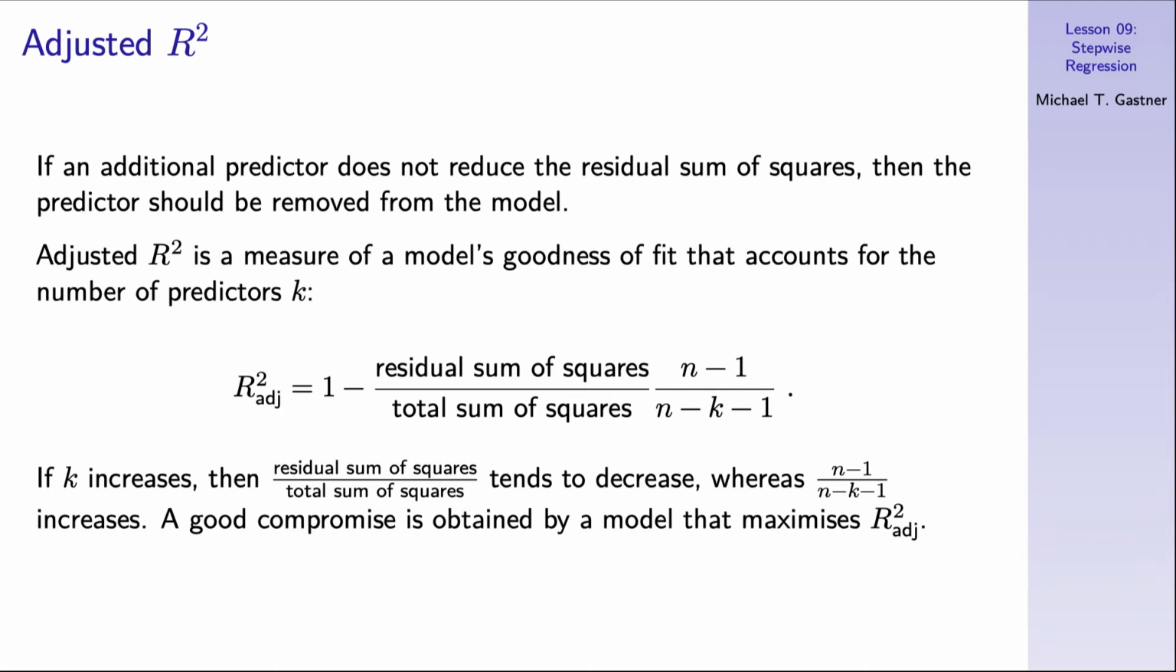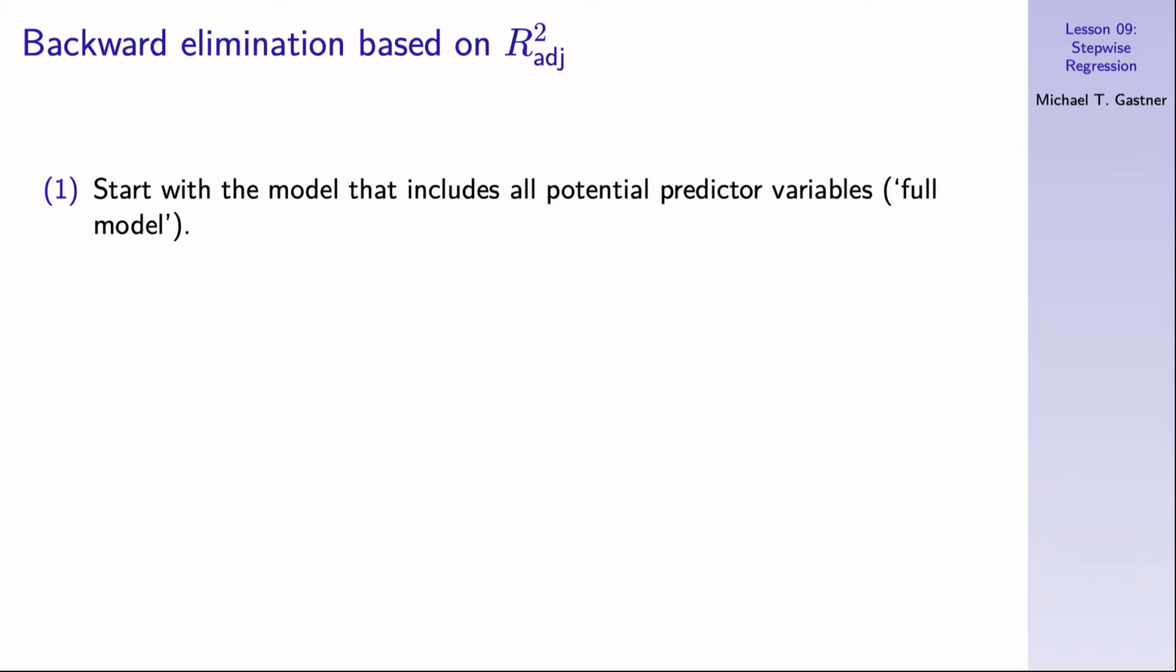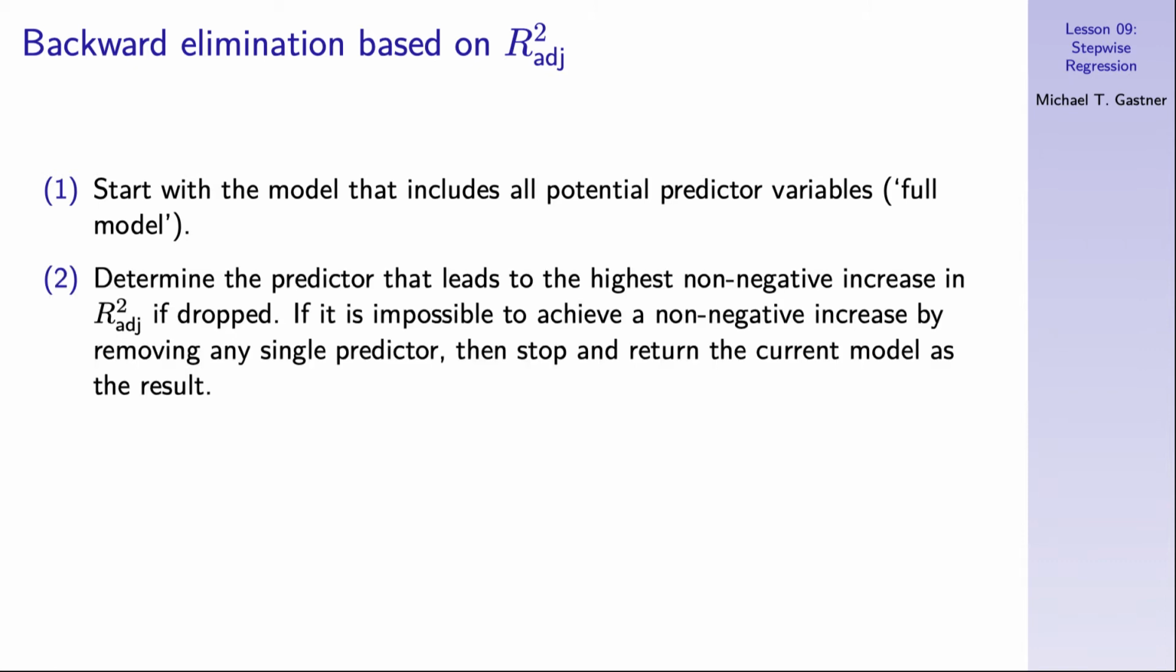Finding the combination of predictors that maximizes the adjusted R-squared becomes difficult if there are many candidate predictors. Backward elimination, based on the adjusted R-squared, is an algorithm that selects a model with a large adjusted R-squared, but the selected model does not necessarily achieve the maximum adjusted R-squared. Backward elimination starts with a model that includes all potential predictors. This model is sometimes called the full model.